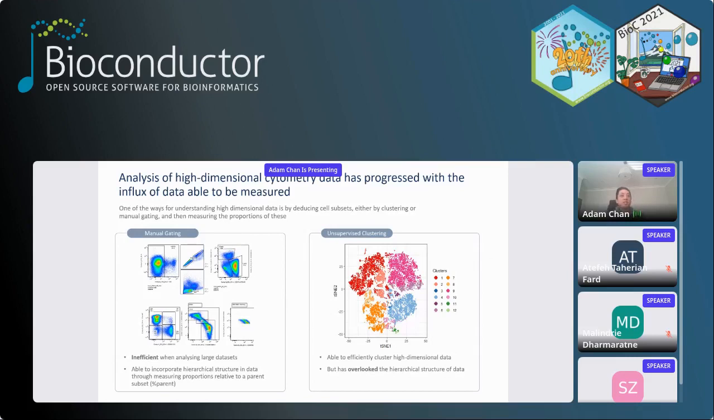Now, with the influx of high-dimensional data from the single-cell apparatuses, one of the ways of understanding the high-dimensional data is by deducing cell subsets, and this is traditionally done by manual gating or by unsupervised clustering methods, and then measuring the proportions of these cell subsets. In manual gating, an analyst would go through the cells and look at them in 2D scatter plots and then manually annotate the subsets. This is often a time-consuming process in which, for the many dimensions present in the data, they can only look at two at a time. However, with this method, they're able to incorporate the hierarchical structure of the data by naturally being able to measure proportions of cell types relative to the total amount of cells and also relative to a parent population.